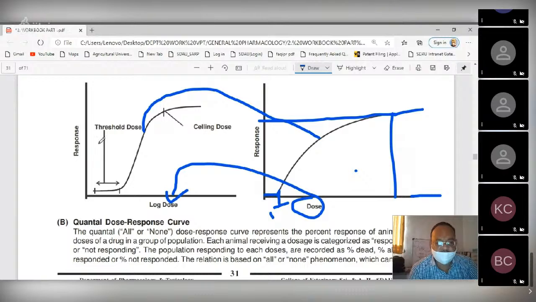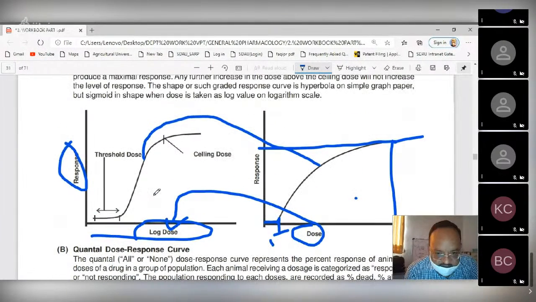Why is it semi logarithmic? Because only one axis is converted to a log scale. If you convert both the axes, then it is a logarithmic scale. If you convert one axis, then it is known as a semi logarithmic scale. So you have to remember that on the simple graph paper, the dose response curve is very simple.